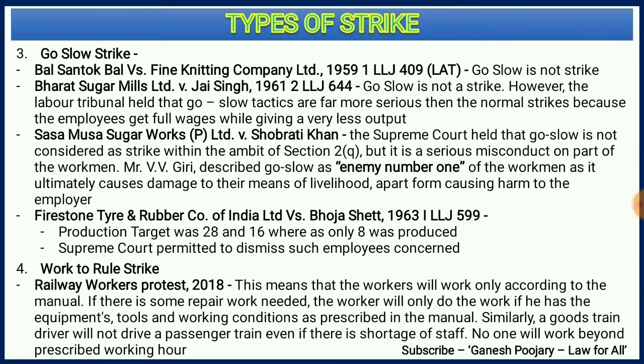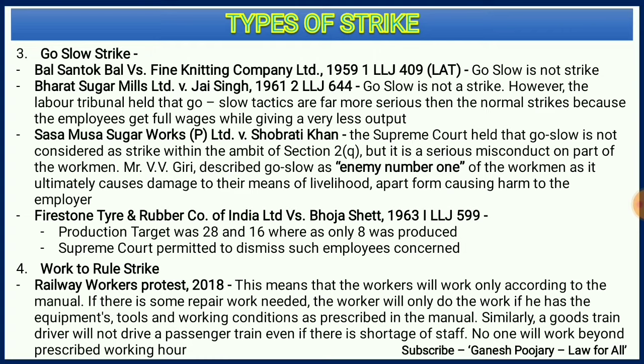The next type of strike is work to rule strike. What happens here? The workmen start following the rules in a 100% manner, like they will start doing 100% compliance. They will not do any kind of adjustment. For example, in the railway workers protest which happened in the year 2018, all the workmen decided that if there are any repair works to be done, they will follow the manual, and only if all the equipment according to the manual is available will they do the repair work, otherwise they will not. That is the way they do the work to rule strike.